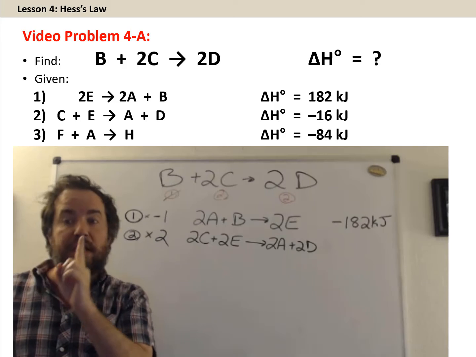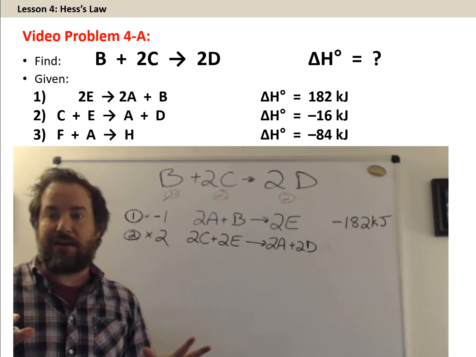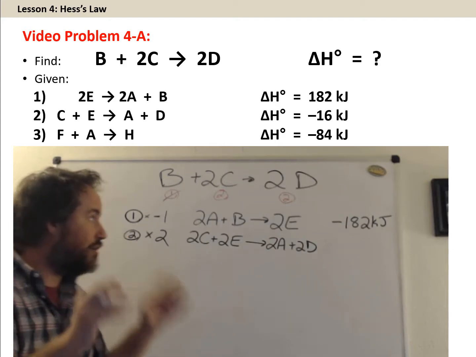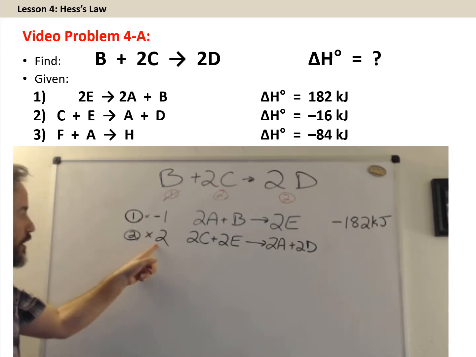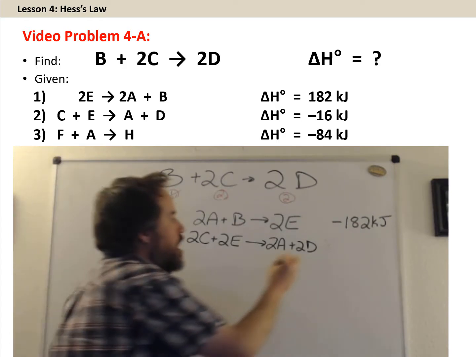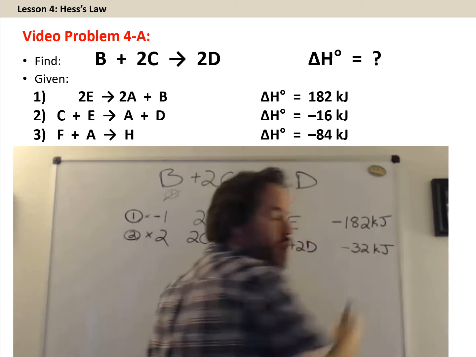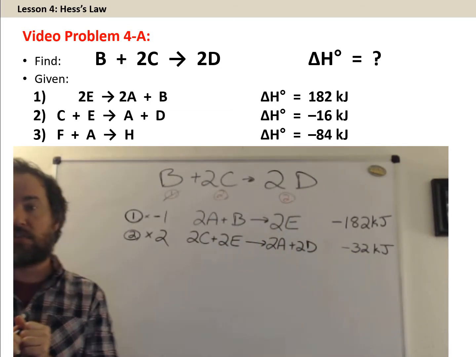I need to be very careful with this. If I only do part of it, I'm not going to get the right answer, and I'm going to get lost and it'll be annoying. Okay, so I didn't flip it, so it's negative 16, so it remains negative 16 times 2. So it's negative 32 kilojoules. Okay, so that's all set.